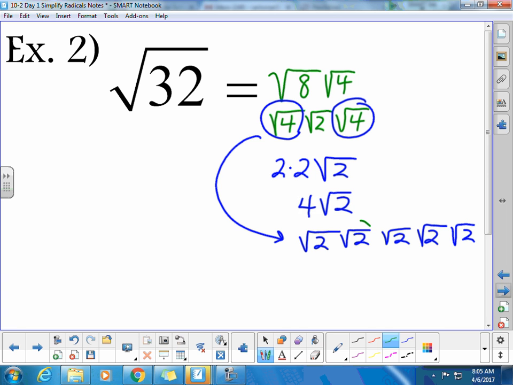Well, I have 2 together, 1 comes out. I have 2 together, 1 comes out, and I'm left with 1 in. So here again, I would have 4 square root 2.